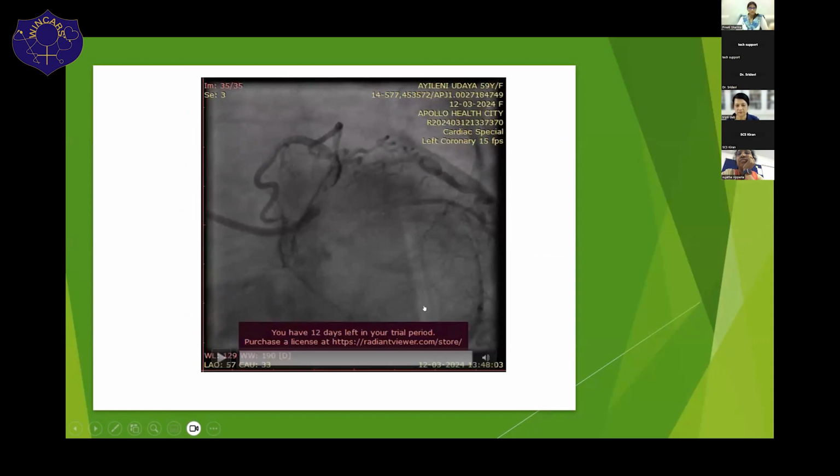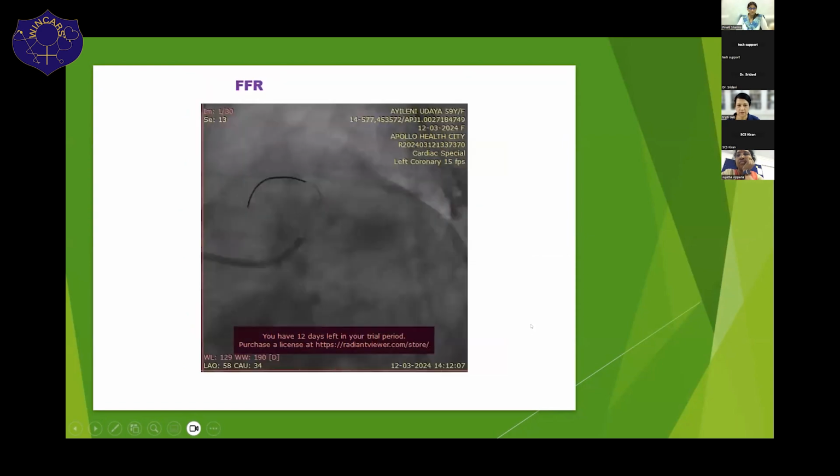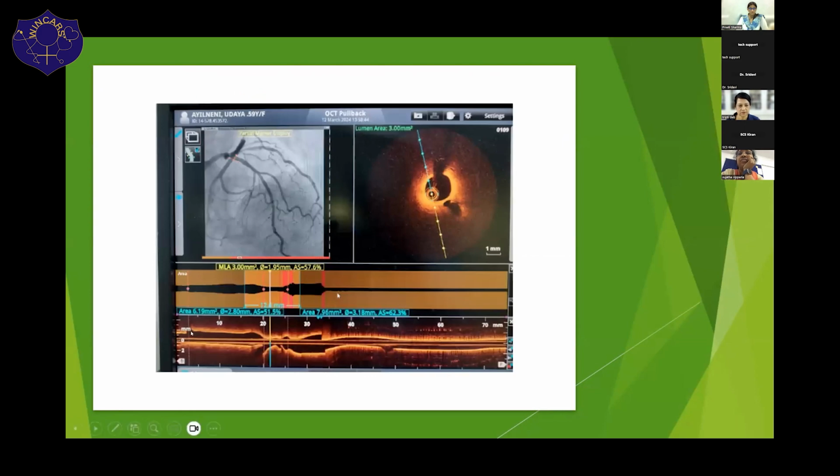So we did the physiology based assessment in this case. We did the OCT pullback, and we saw the proximal ostial LAD as compared to the distal LAD; there was not much of a difference. The total area was almost 3 to 4 millimeter square, and the lesion was only 40 to 50%.